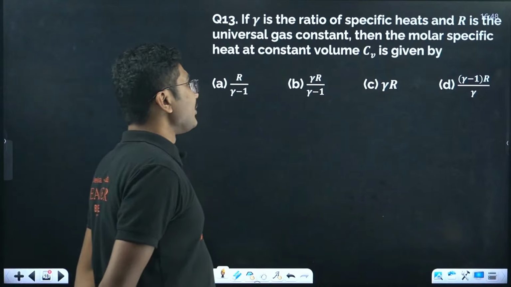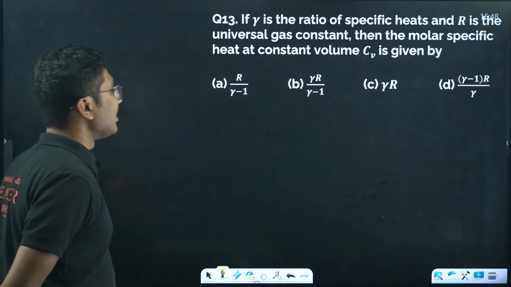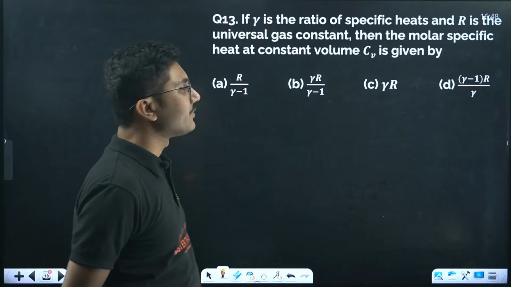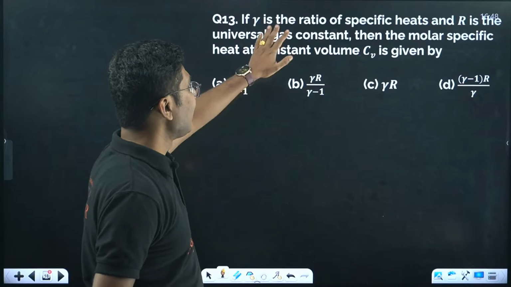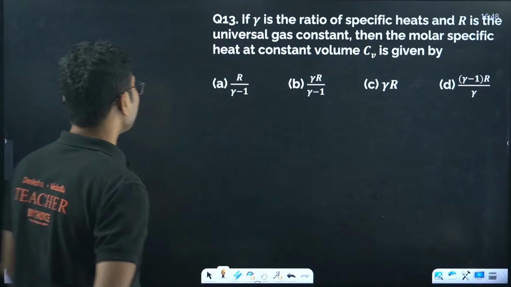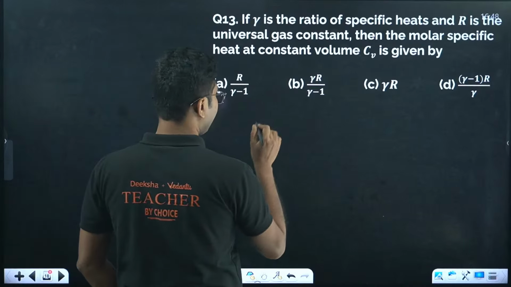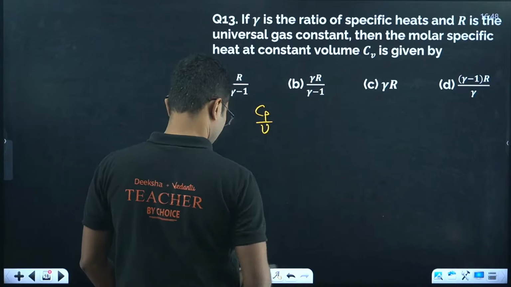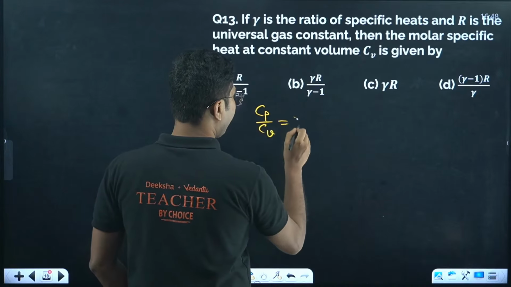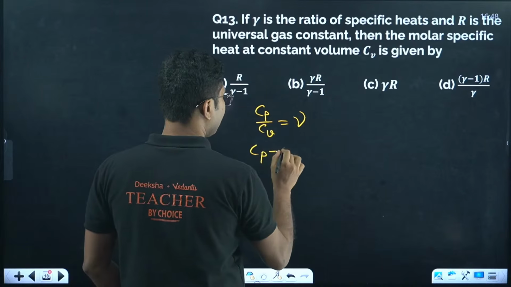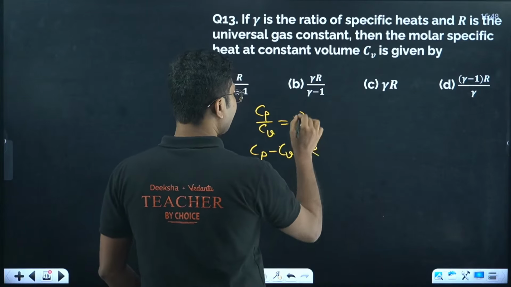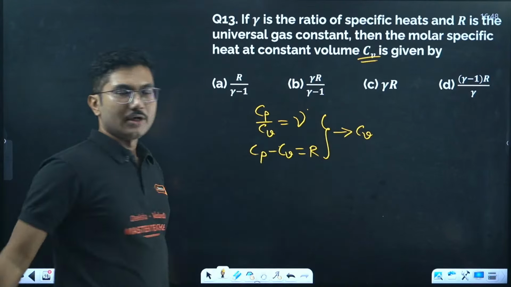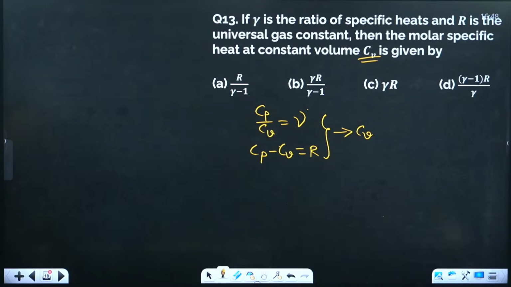If gamma is the ratio of specific heats and R the universal gas constant, then the molar specific heat at constant volume Cv is given by. So gamma is the ratio of specific heats and R is the gas constant. I will give you the hint, then you solve, then I will solve again. So gamma is what? Cp by Cv. Cp by Cv is gamma, and we also know that Cp minus Cv equals R. So basically you have to use these two equations to solve for Cv. You have to find Cv from these two equations.